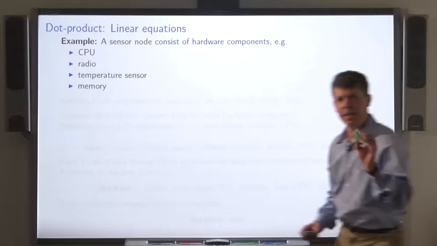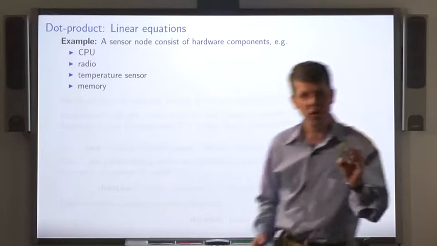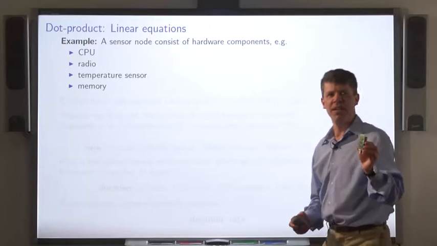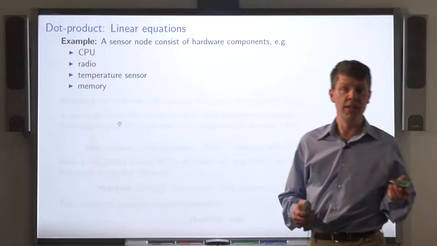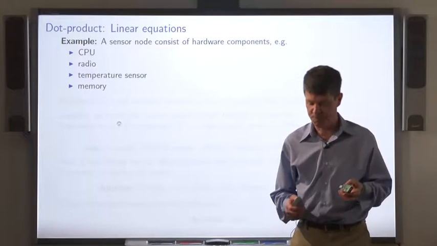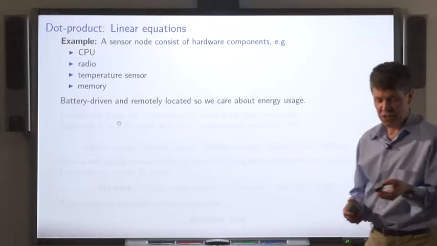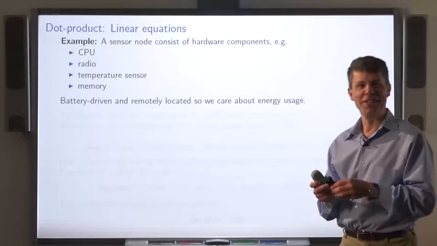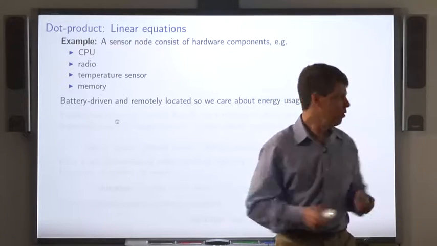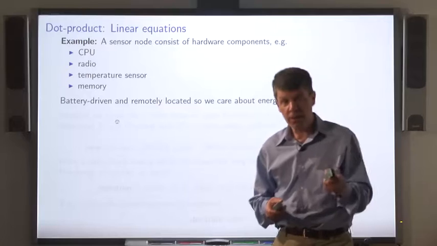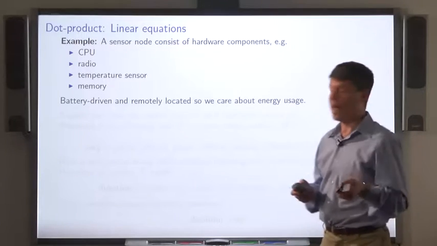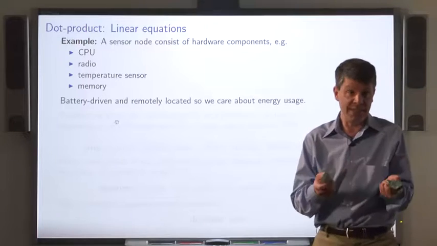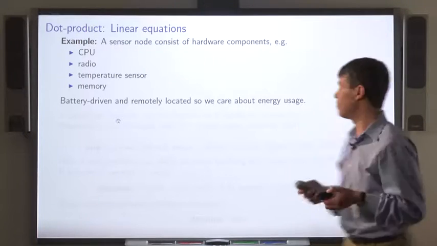A sensor node is a small hardware device that has a bunch of components in it, such as the CPU, radio, some kind of sensor, and some memory. Now, these things are battery driven. This is where you put the batteries, and usually you leave them in remote locations. So utilization of energy is very important. We want the sensor node to not use much energy.